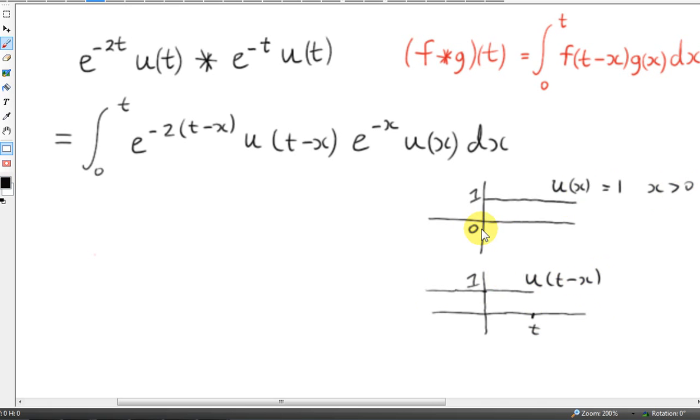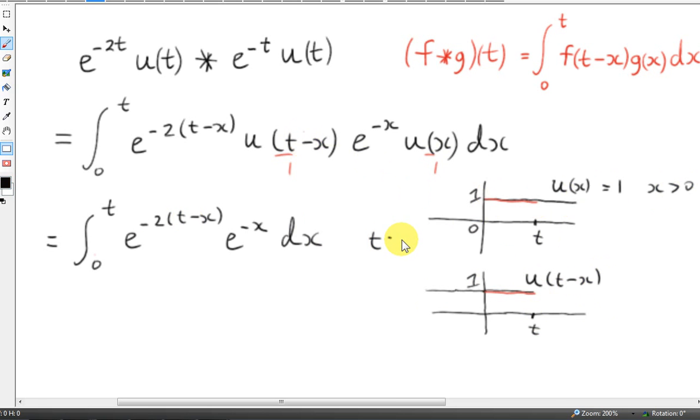We can see that for values of x between 0 and t, both of these step functions are equal to 1. So when we multiply this by this, we just get 1. It's just 1 times 1. So we can just drop these u's. So this is what we get for the situation where t is some positive number.